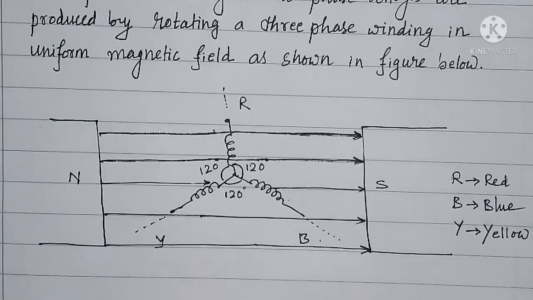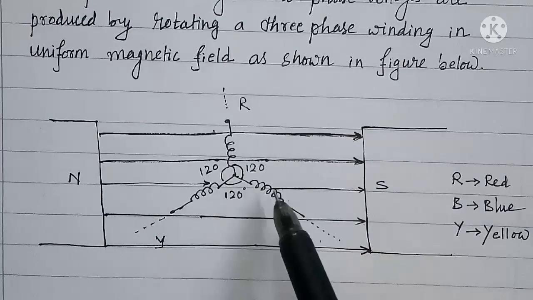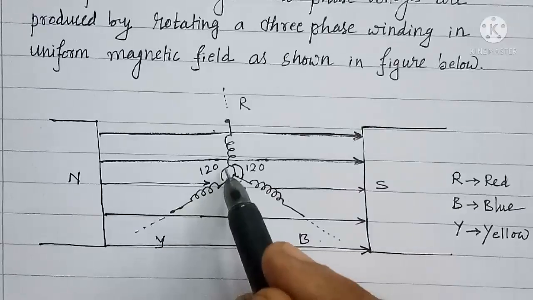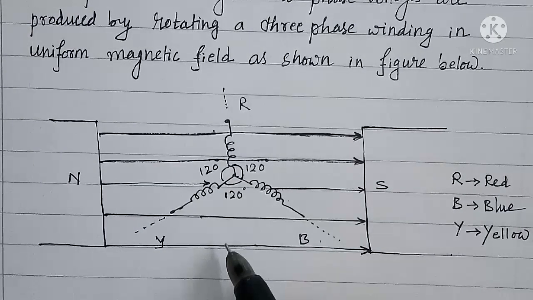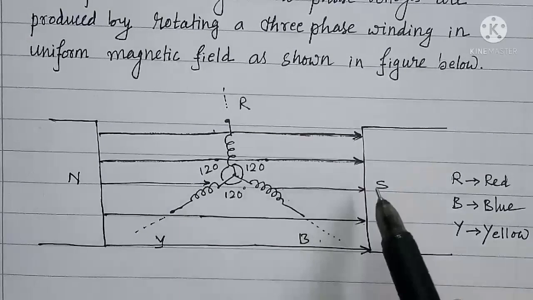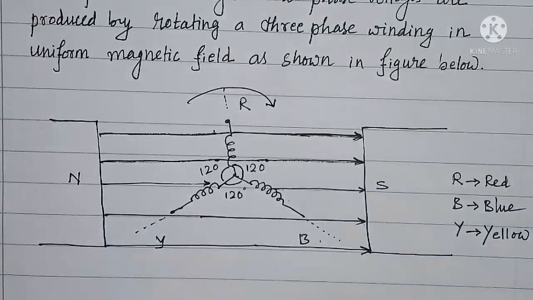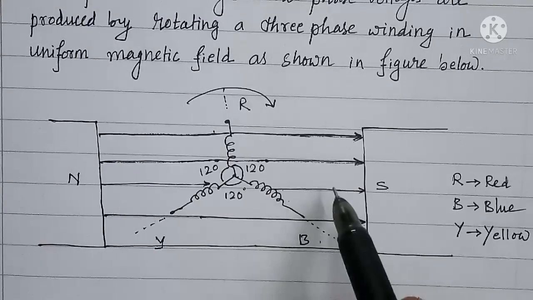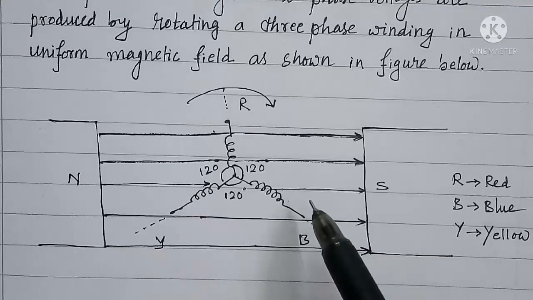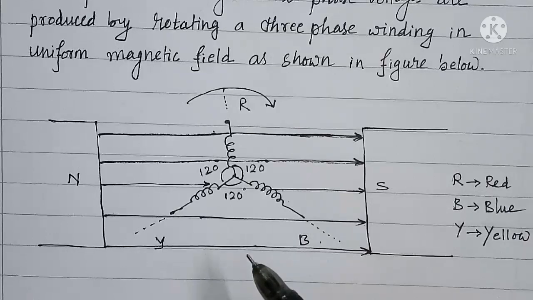Now in this figure you can see three windings, namely R, Y and B, where R stands for red, Y stands for yellow and B stands for blue, spaced at 120 degree to each other, are placed in the uniform magnetic field produced by the two poles N and S. Now if this winding is rotated in the magnetic field, then the flux linking with all these three windings will go on changing with time. Therefore, EMF will be induced in these three windings.